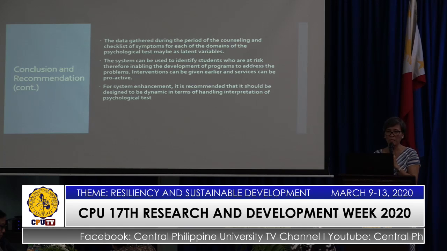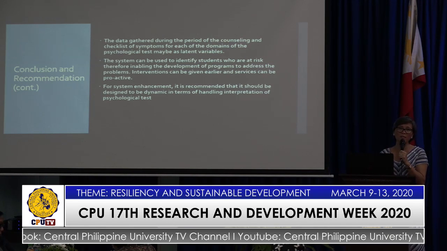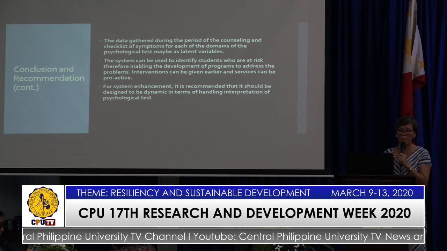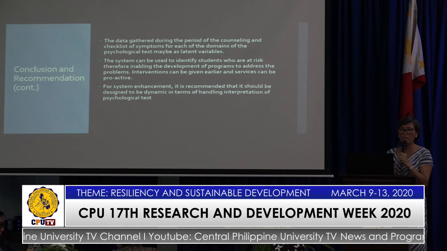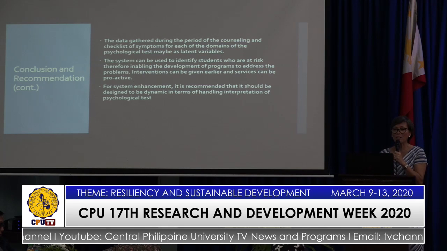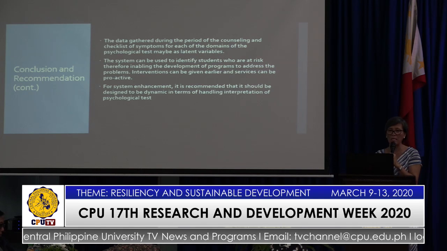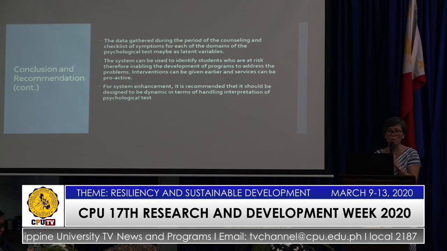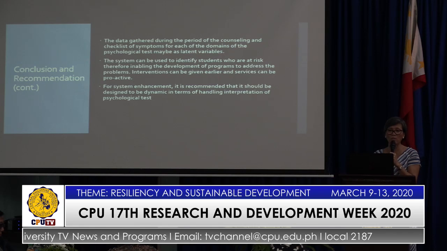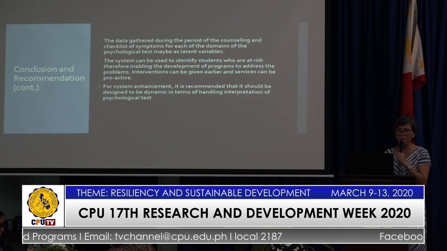As to the recommendation, there is a period in the monitoring itself wherein additional information is being noted by the guidance counselors. So this data that is being gathered during the period of the counseling and the checklist of symptoms for each of the domains of psychological tests may be used as latent variables.